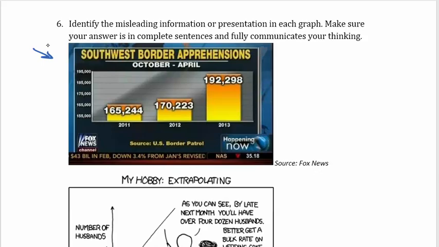So, Southwest border apprehensions. We're given 2011, 2012, 2013. You can see 2013 looks quite a bit bigger when we look at the numbers, 170,000 versus 192,000. It is 22,000, but it looks almost twice as much. And the way they're doing this, again, is a compressed graph. You see, they're starting over here at 155,000, not at 0. So they're trying to mislead us here with Southwest border apprehensions.